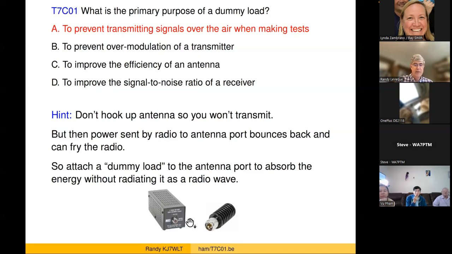This is a bigger, fancier one, but the basic idea, although the answer here is to prevent transmitting signals over the air when making tests, it's also a good idea just to prevent accidentally trying to transmit signals when you don't have an antenna attached. And so rather than an antenna, the radio energy goes into this dummy load.